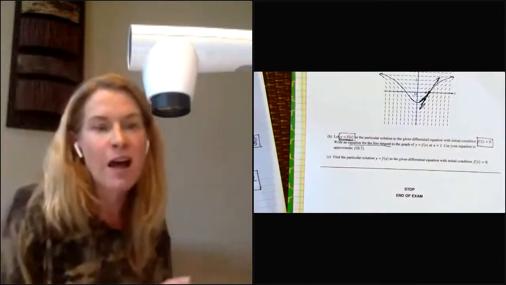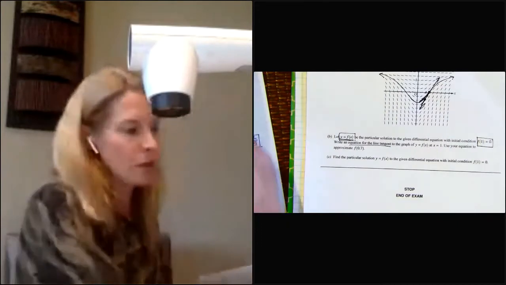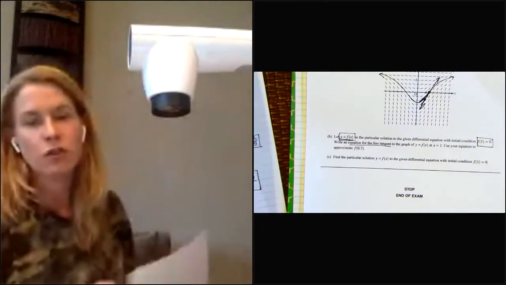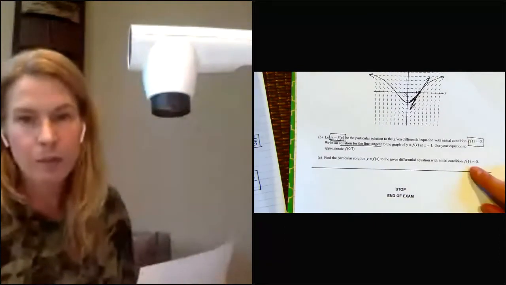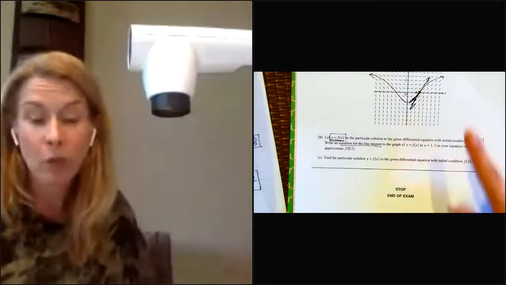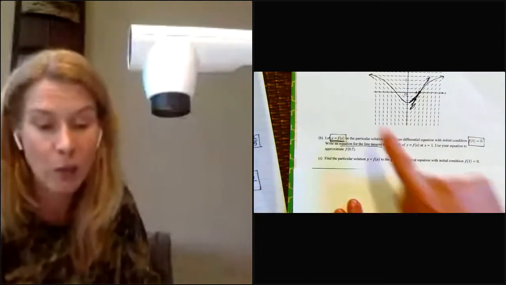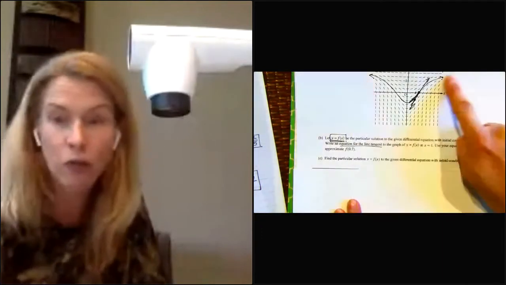Okay, now for the tougher part of the problem, which is to find the particular solution for this differential equation with the exact same initial condition. So basically what we're about to do is come up with the y equals for this curve here, the actual curve portion.